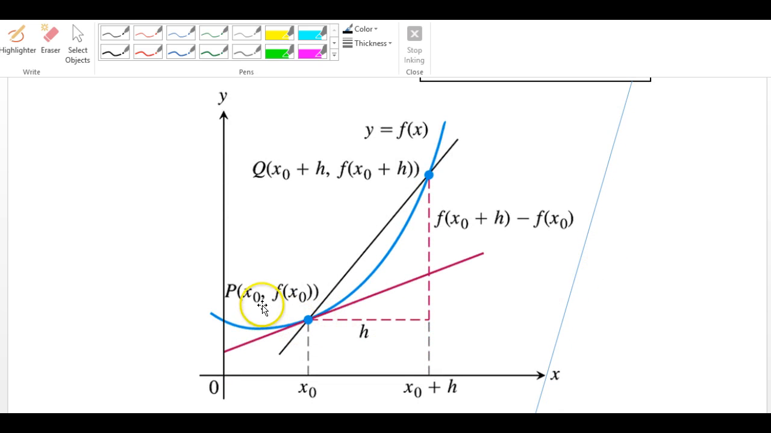So what are these points? x1, of course, is the point that we want, x sub 0. What is y1? Well, our function is f, right? So we plug in x sub 0 and then we get y1, this distance right here. So y1 is f of x sub 0, and this of course is x1.